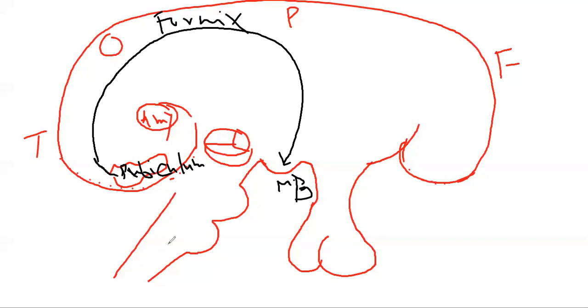Okay. Next connection that we mentioned in our last slide is the stria terminalis. The stria terminalis will arise from the amygdala and end up into the mammillary body. So this one is the stria terminalis. Okay. Hope you will correlate all these things.